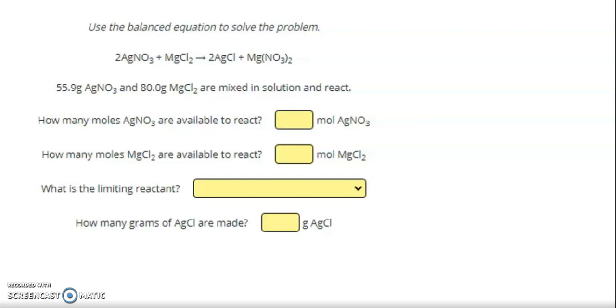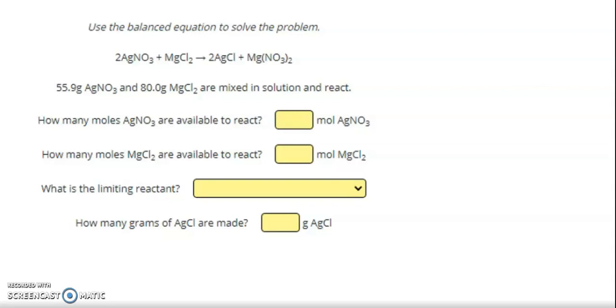This video is about limiting reactant. So we have a balanced equation, 2AgNO3 plus MgCl2 yields 2AgCl plus Mg(NO3)2. We start with 55.9 grams of AgNO3 and 80 grams of MgCl2. They're mixed in solution and they react.